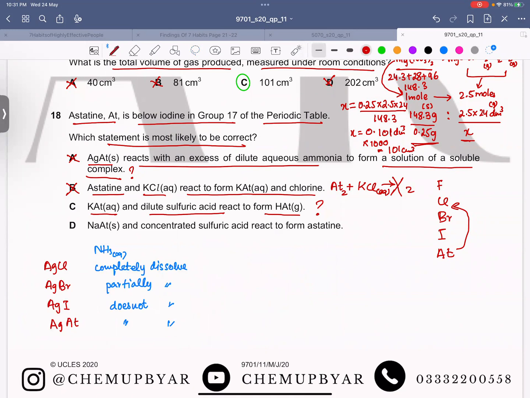Let me recall for you. When KAt and sulfuric acid react, we would get KHSO4 and HAt. But as you recall, HBr and HI both react with sulfuric acid further to give you the halogen. In the same way, HAt would react with sulfuric acid to give you astatine along with H2S and water. It reacts more readily, or more quickly, than hydrogen iodide. So this statement is also wrong. It means you are left with D. So D is your correct answer. Is this clear to everyone? Yes, sir.